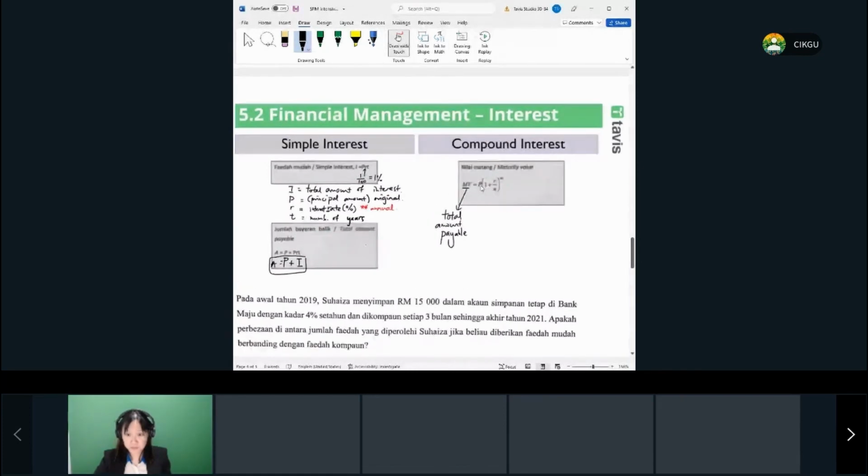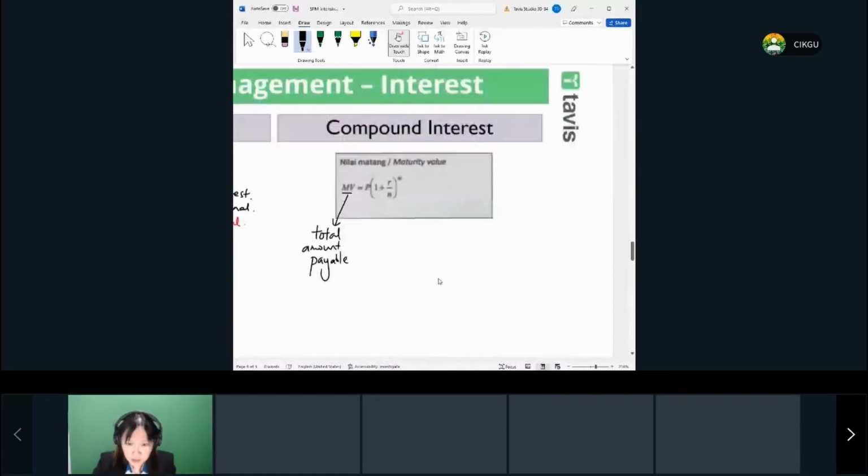So, if for compound interest the question only asks what is the interest earned, you actually need to use this formula to find the total, then minus the principal. Then only you can find out how much is the interest that you need to pay extra. Yeah, so P, we know lah. P has the same meaning as in simple interest, the original amount. R also the same. T also the same.